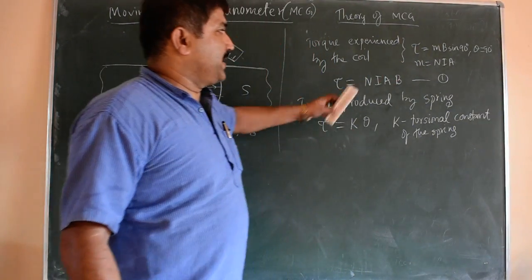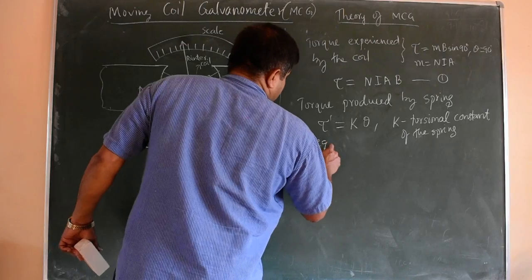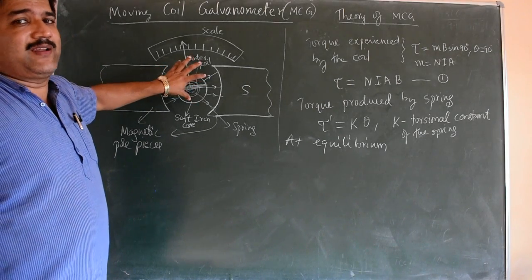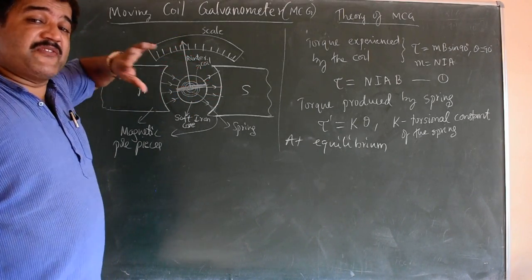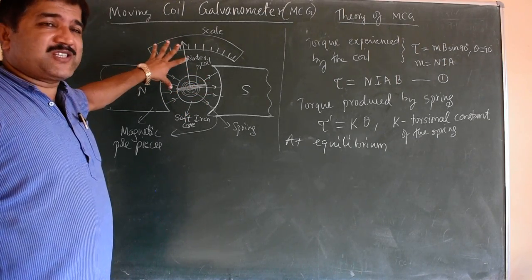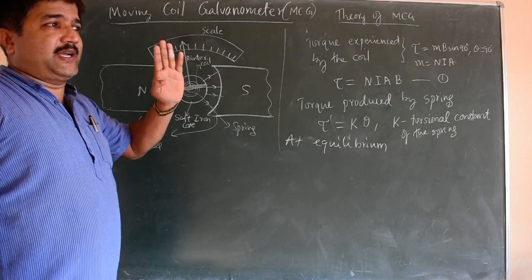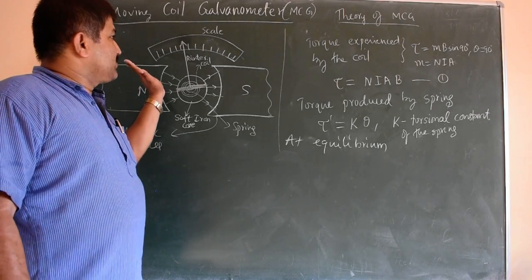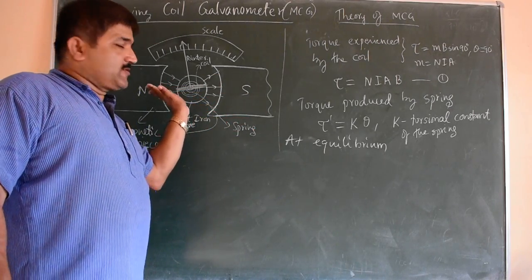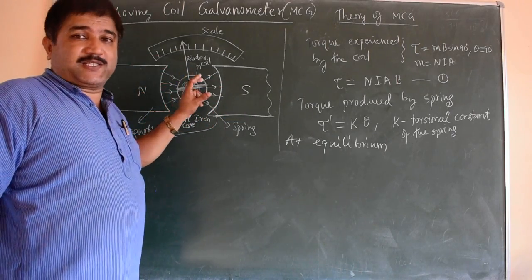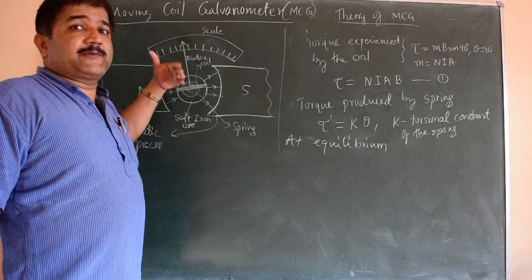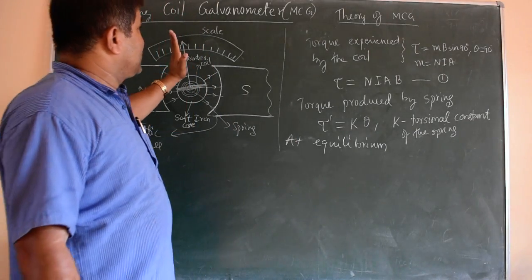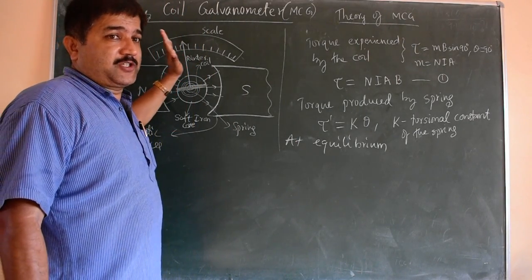So now comparing, at equilibrium, the torque experienced by the coil in the magnetic field is equal to the reverse torque produced by the spring. The coil rotates in one direction, whereas the reverse torque developed by the spring will bring the coil back to its normal position. So at equilibrium the two torques balance each other and the pointer shows some steady reading.